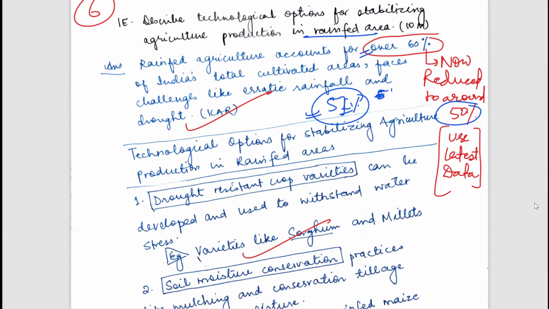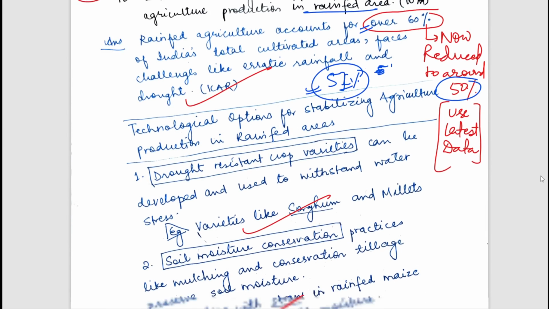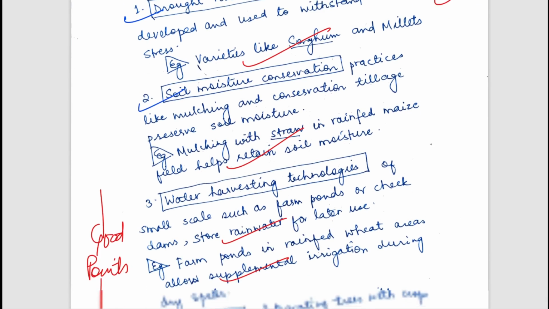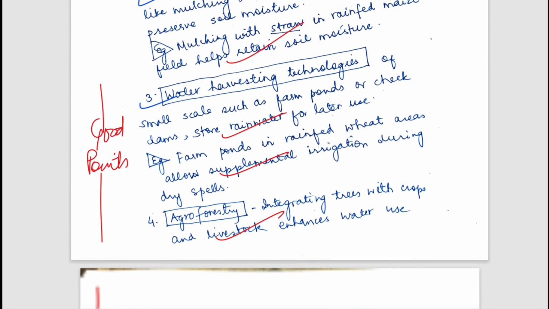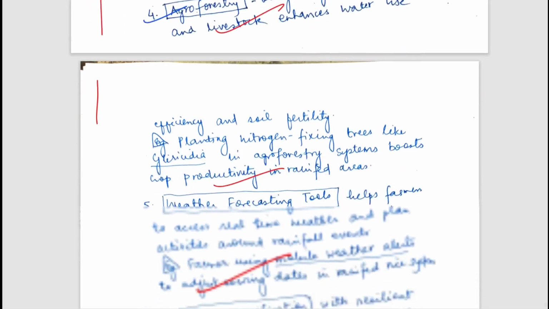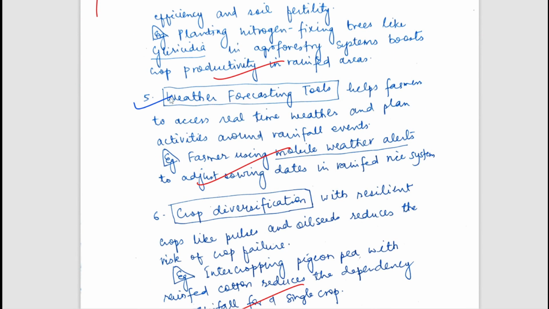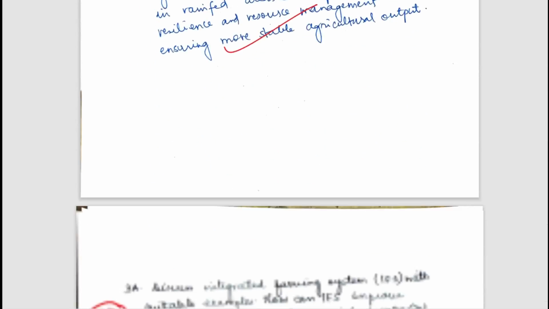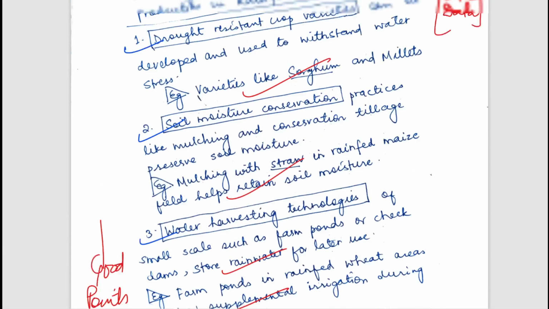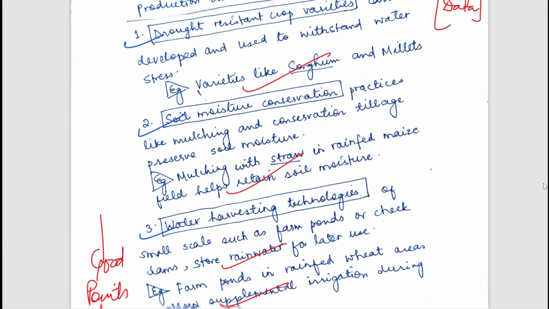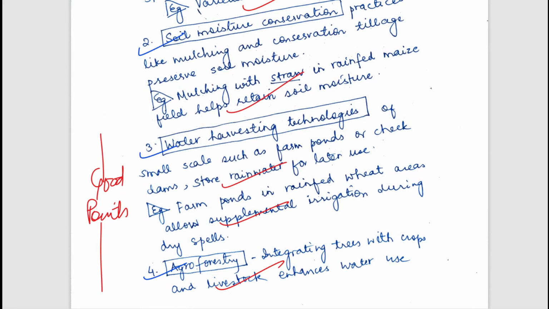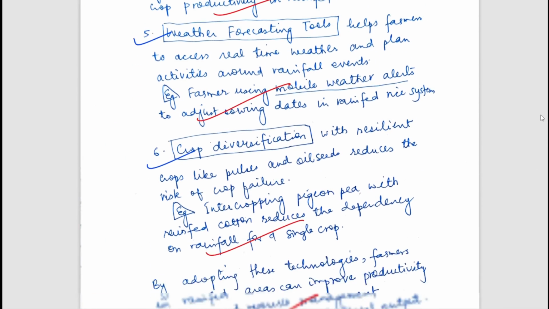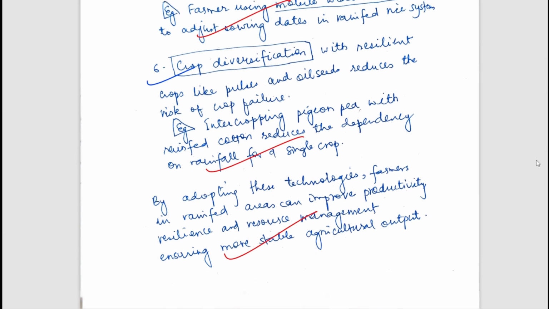So what are the technological options through which we can stabilize rainfed area? We can use drought resistant crops, we can use soil moisture conservation practices, water harvesting can be done, agroforestry can be done, weather could be forecasted, crop diversification can be done. So well written answers, and you can simply pause the video and read the answers if you want to. I'm just giving you time to pause. Now let's move to the next question.